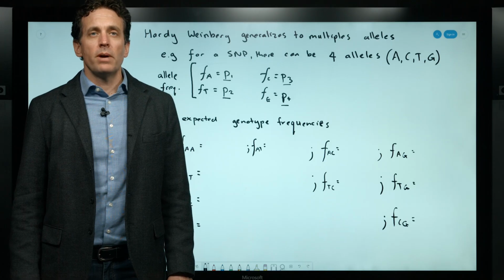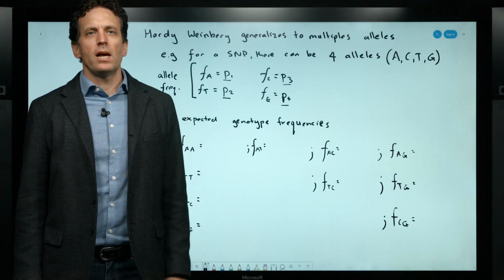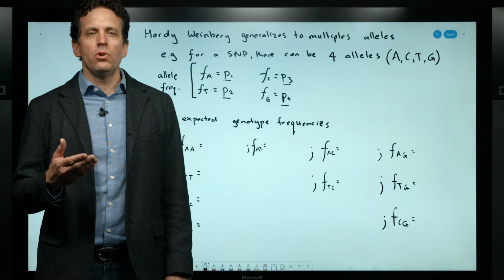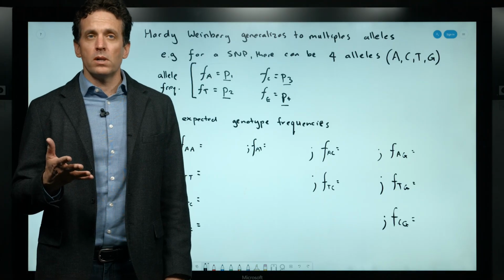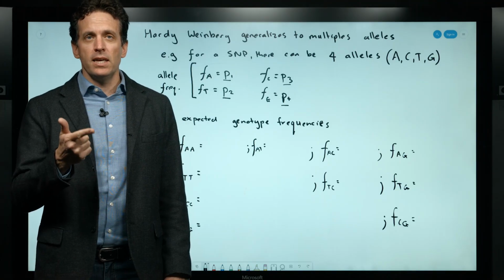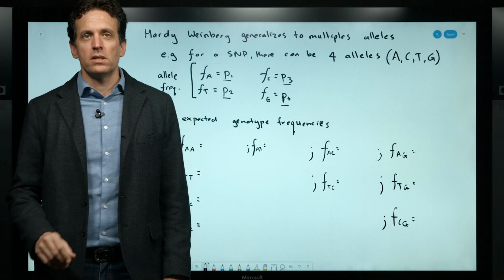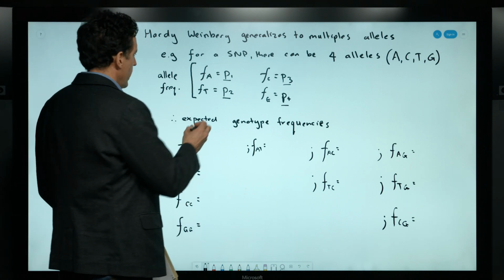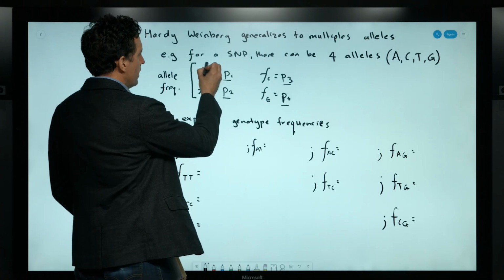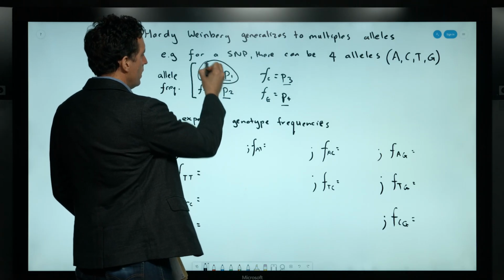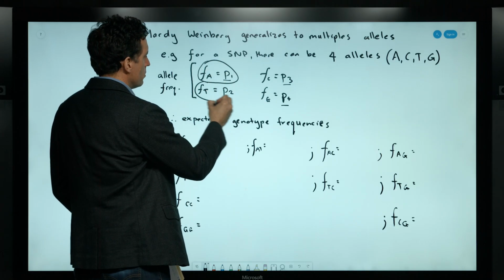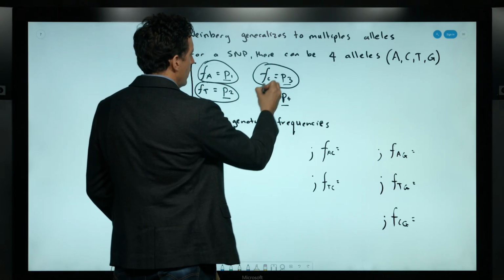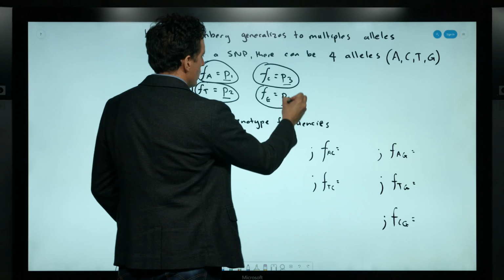Now I want to talk to you about how Hardy-Weinberg's law generalizes to multiple alleles. So of course, if you consider a single nucleotide polymorphism, there are 4 possible alleles. You could either have an A, a C, a T, or a G at any given locus in the genome. And so we can define those allele frequencies here as: the frequency of the A allele is going to be equal to P1, the frequency of the T allele is going to be equal to P2, the C allele has frequency P3, and the G allele has frequency P4.